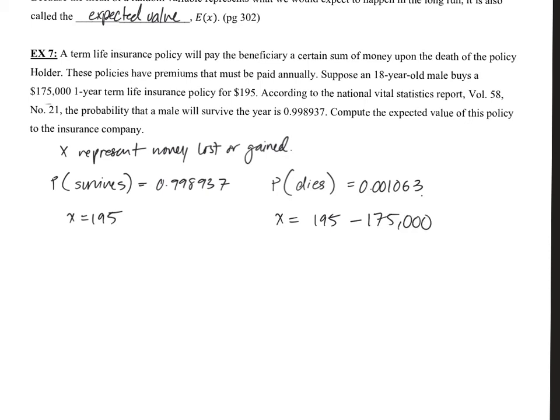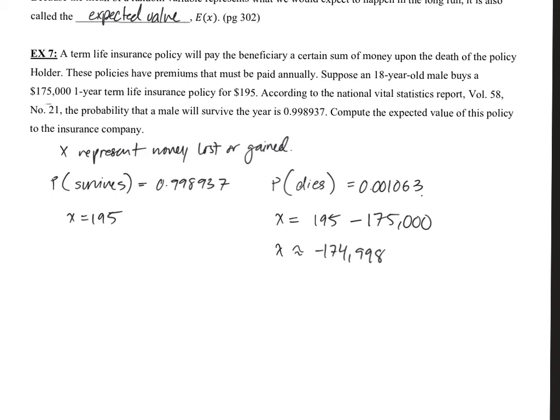But because he's young and healthy, that probability of him dying is supposedly lower. And so this is going to come out to be about, I'll go ahead and round it to the nearest dollar, negative 174,998. The insurance company does not really want to pay that out to people. They want you to keep living so they can keep making money.